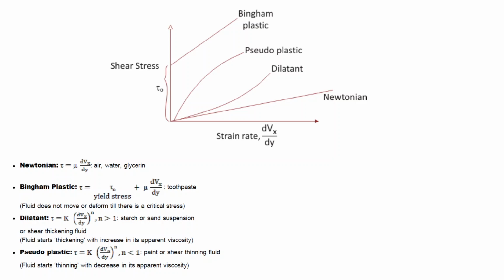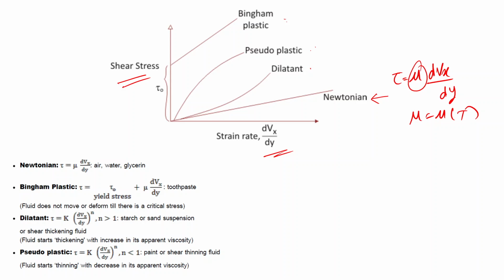So if we make a plot of this shear stress, that is tau, with the strain rate, then we get this kind of graph. So basically these are different kinds of non-Newtonian fluids over here: Bingham plastic, pseudoplastic, and dilatant fluid. And then there is this Newtonian fluid. For Newtonian fluid, it will simply follow the equation tau is equal to mu dvx upon dy, and mu will be a function of only temperature.